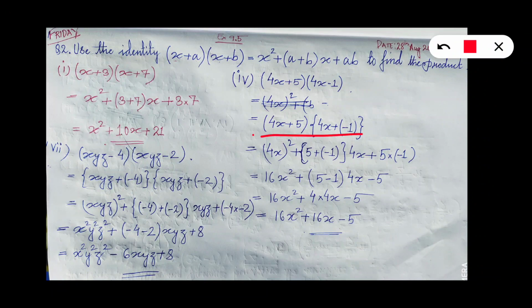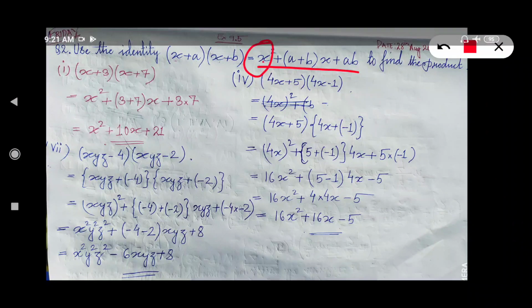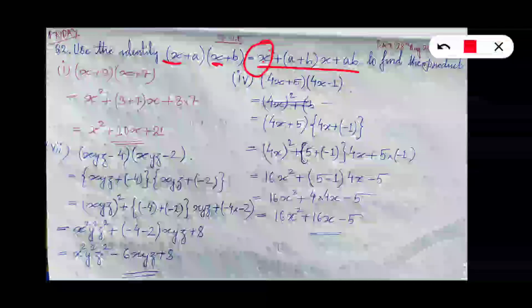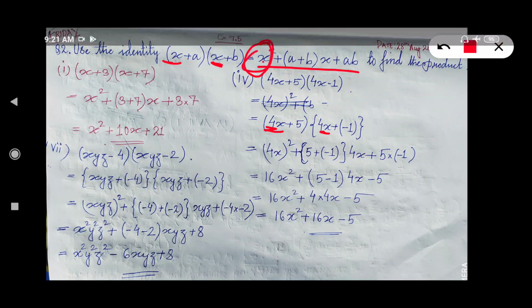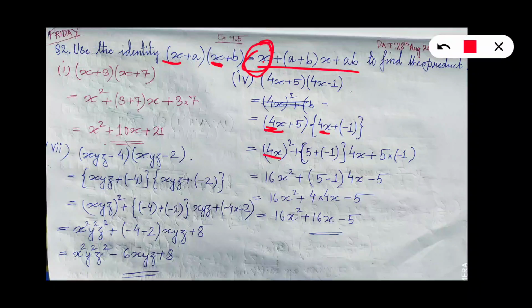So the first one: now both are in plus in the middle. As you can see in the formula, both should be in plus. So what do we have in the formula? First, the square of the first term. Our first term is x in the formula, but what is the first term in our question? It is 4x. So in place of x square, we'll have to write 4x square. Are you getting my point?